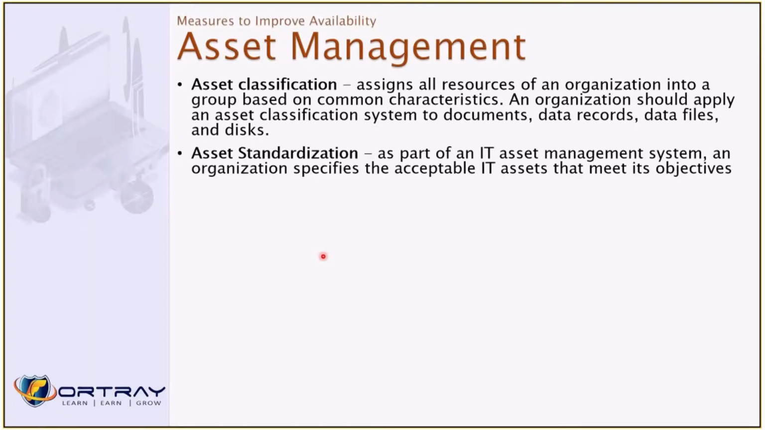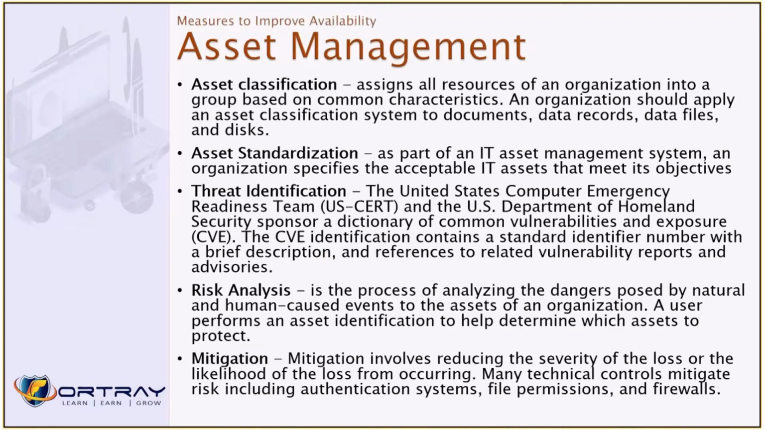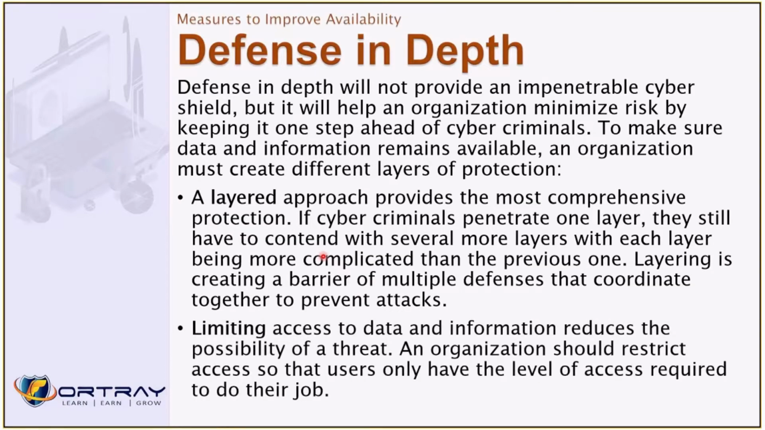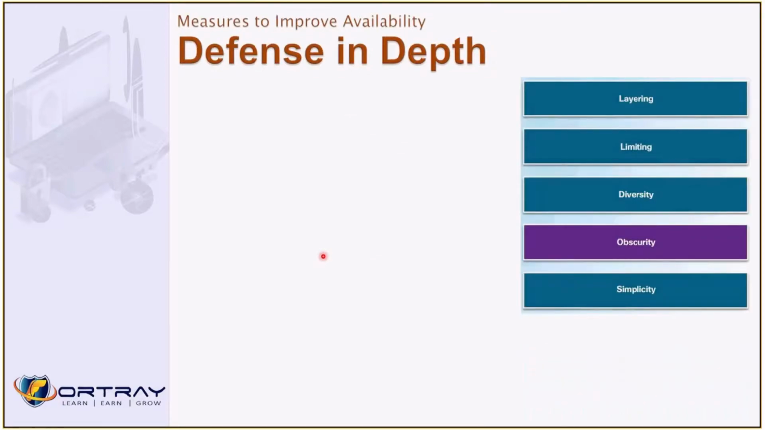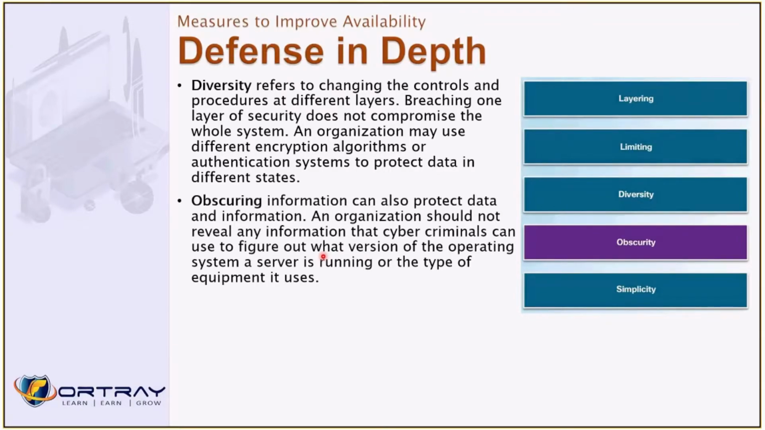Basically, there is an important concept here which I want to explain: defense in depth. It depends on how you can achieve that. Diversity refers to changing the controls and procedures at different levels. Breaching one layer of security does not compromise the whole system. An organization may use different encryption algorithms to protect data in different states. Obscuring information can also protect data, and an organization should not reveal any information that cyber criminals can use to figure out what version of operating system you are using, for example.